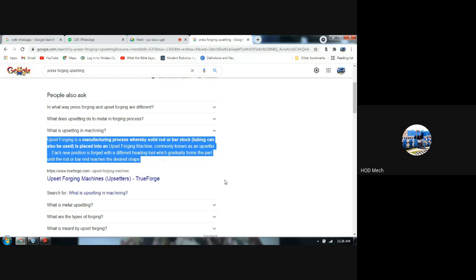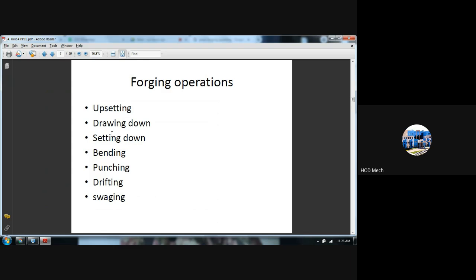And upsetting is the initial stage considered when you go for forging operations. That is placing of the material on the forging machine and setting it up for the process to be continued. Drawing down, when you want to remove the component, drawing down factor comes into account. And then bending, punching, drifting, swagging, all these parameters are related to forging operation.